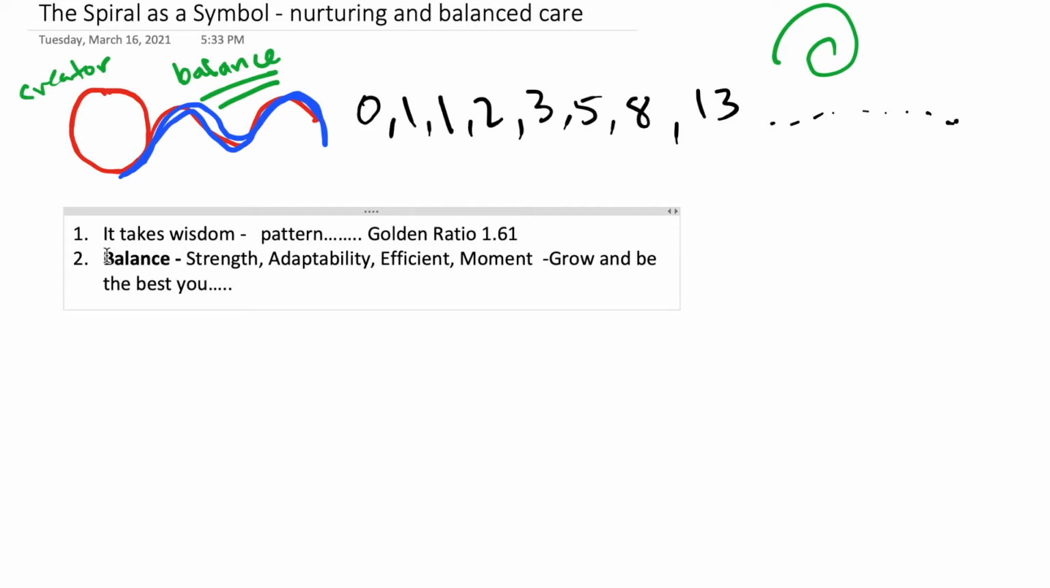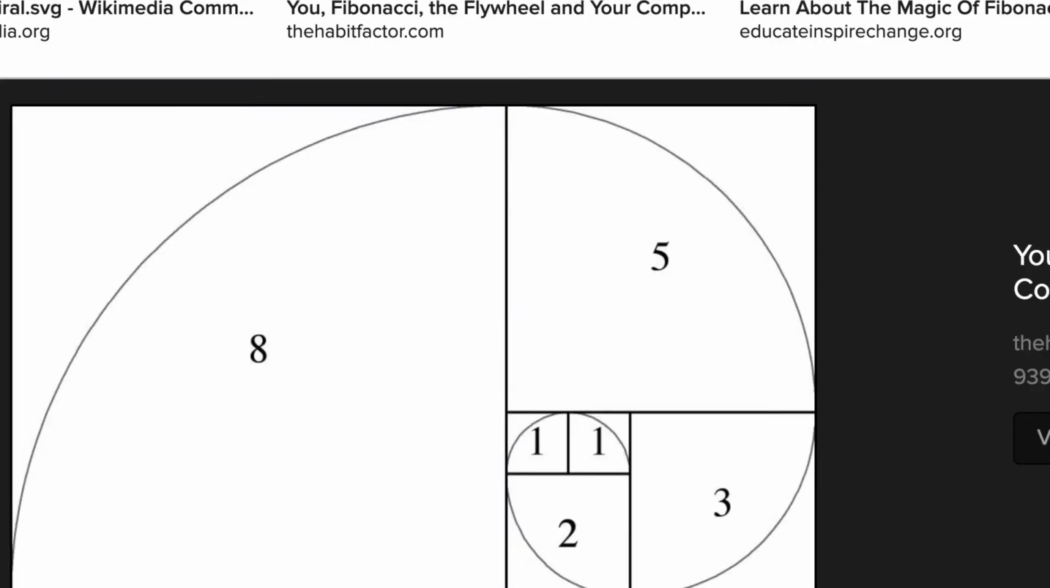But really the right thing to do is give us what's good for us and take away what's not good for us, and it allows us to be the best you, be the best us we could be. So let's take a minute to look at a few pictures of the spiral.